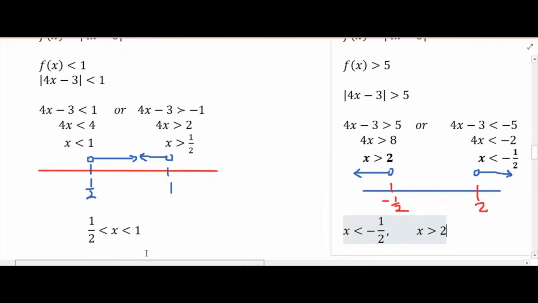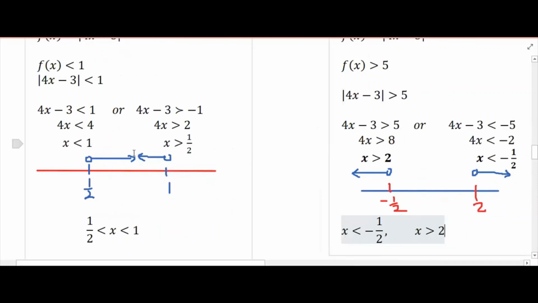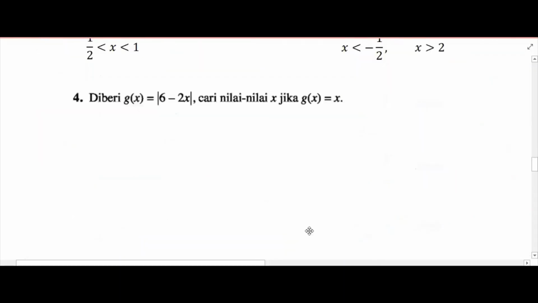Bila nak combine? Bila nampak dia ke arah yang ke tempat yang sama. Is in between this number. Ini ke kiri ke kanan tak boleh combine. You just write like separate with comma. Ini boleh combine. Okay, so let's see the next question.